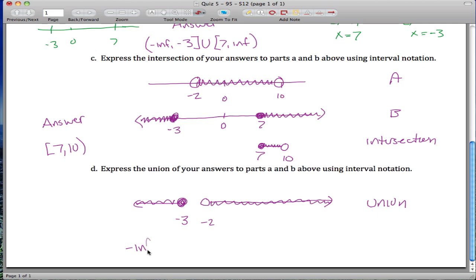Our answer we'd write as negative infinity up to negative 3, union negative 2 up to infinity, and you want to include negative 3 but not negative 2. Whew, and I think that finally is the answer or the end of this quiz.